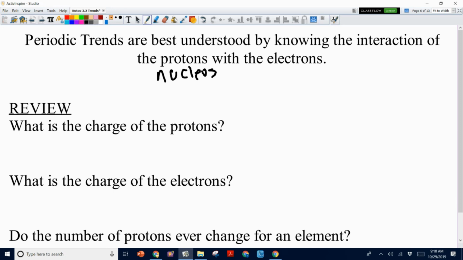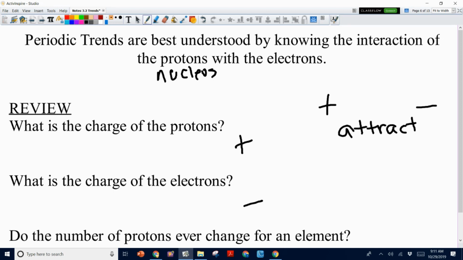What is the charge of the protons? Well, of course, the protons are positive. What is the charge of the electrons? The electrons are negative. So if we look at the interaction between the protons and the electrons, what happens between positive charges and negative charges? Well, what I'm going for here is they attract. Positive charges attract negative charges. So the positive protons in the nucleus are constantly attracting the negative electrons.